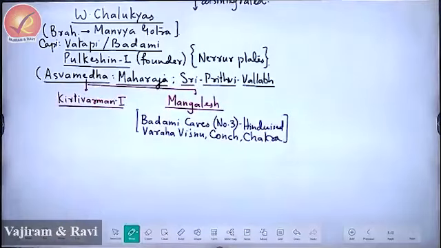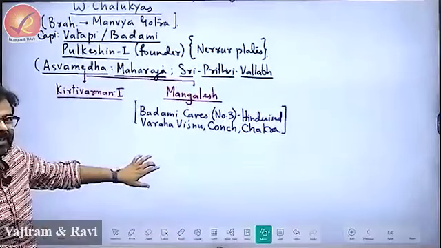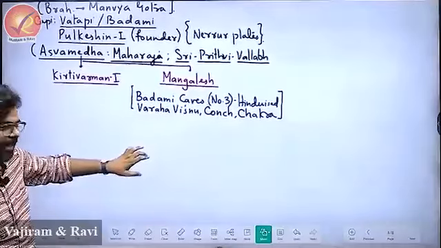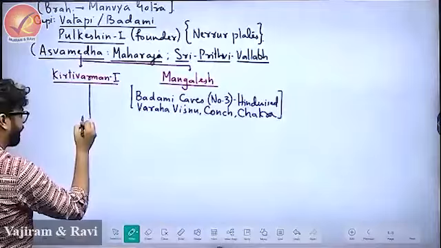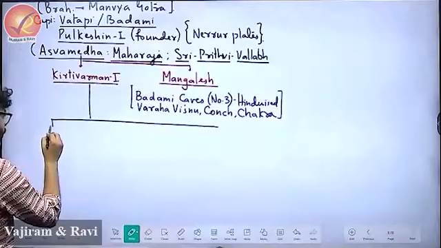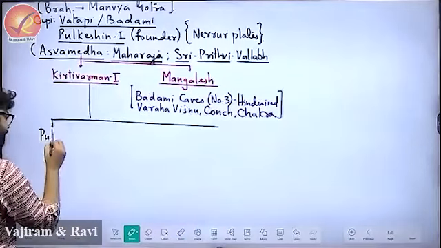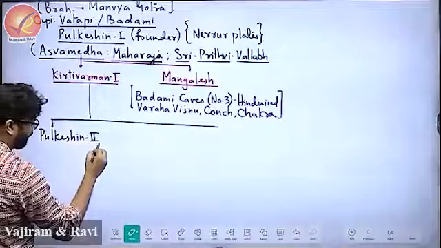Mangalesh tried to win over various lands, various territories around. But then he died, leaving nobody behind. Kirtivarman had two sons. One will take over. His name is Pulkeshin II.